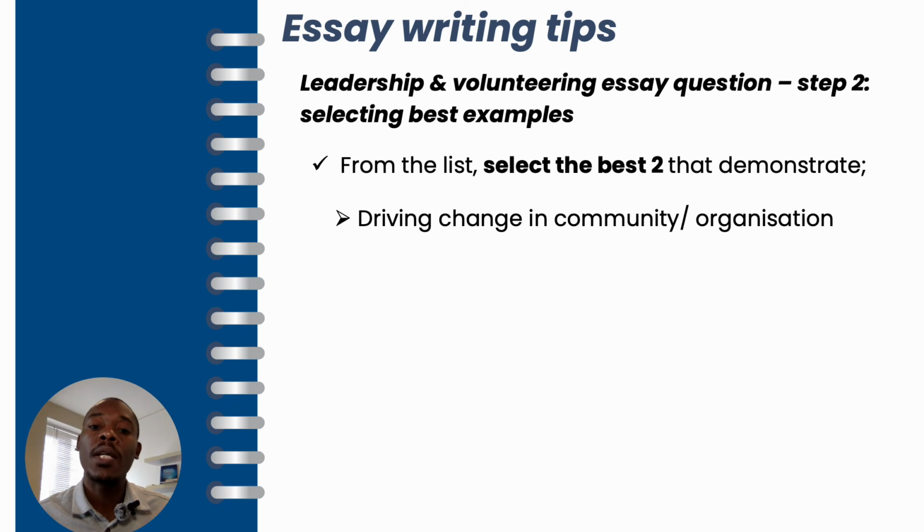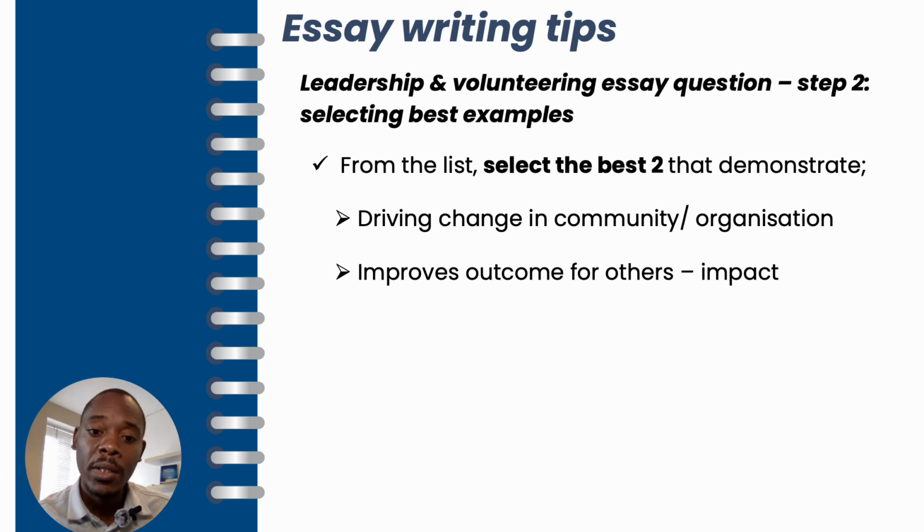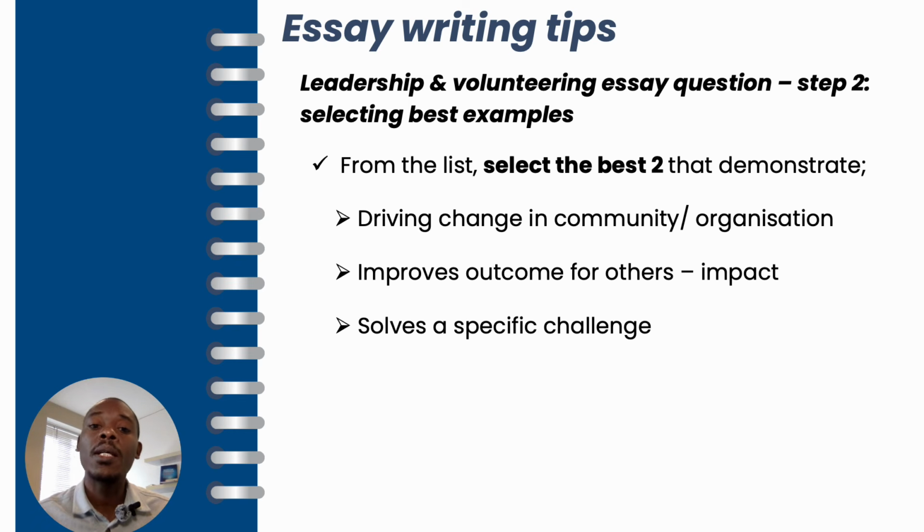And once you select the 2 best examples from the list that you would have created, you need to consider examples that, when you write, should be able to demonstrate that they are going to drive a change in the community or in your organization. They should be able to improve the outcome, or they should be able to demonstrate the impact that you're going to create. They should be able to solve a specific challenge, especially the challenge that you would have talked about in your developmental essay or in any of the previous essays.